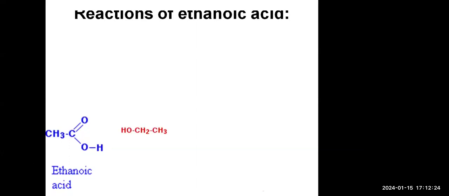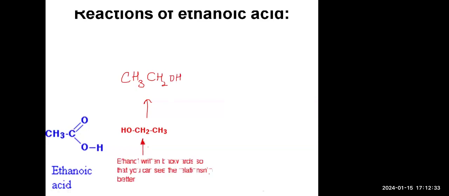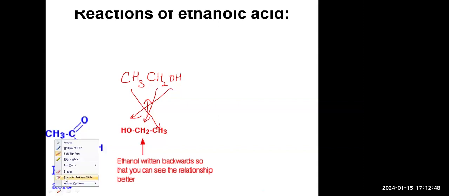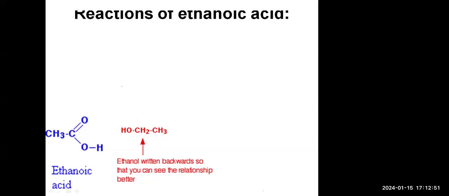Now let us see the chemical property, how it reacts. You can see here we have taken ethanoic acid, CH3COOH. It is reacting with alcohol. Actually, the formula is CH3CH2OH. But it is written backwards so that you can understand the reaction nicely. See what we've done. We've written CH3CH2OH, so it is ethanol written in the reverse order. In the exam you have to write it in the proper way, CH3CH2OH. You don't have to write it in this manner. It is just to make you understand.